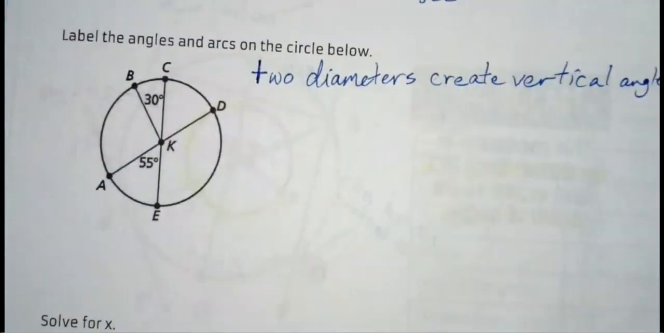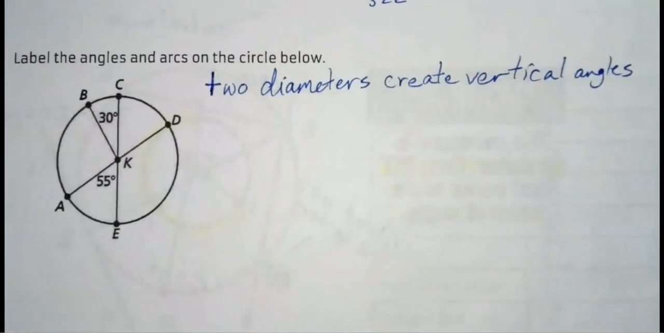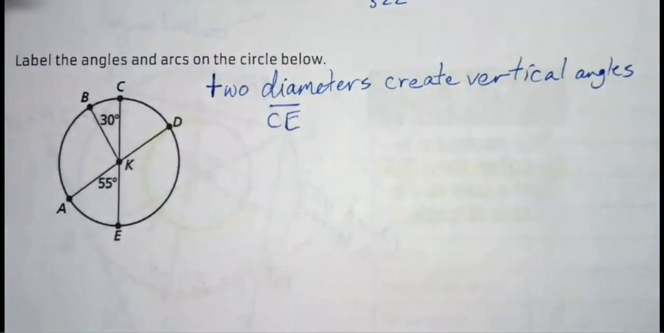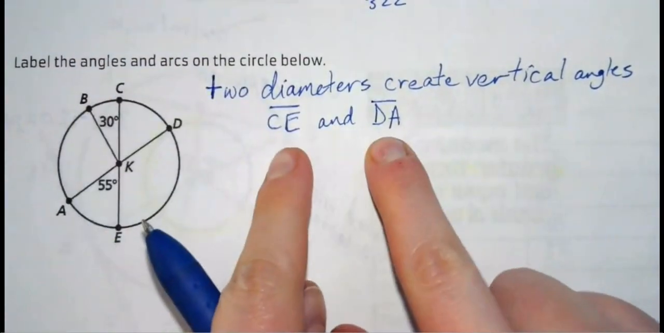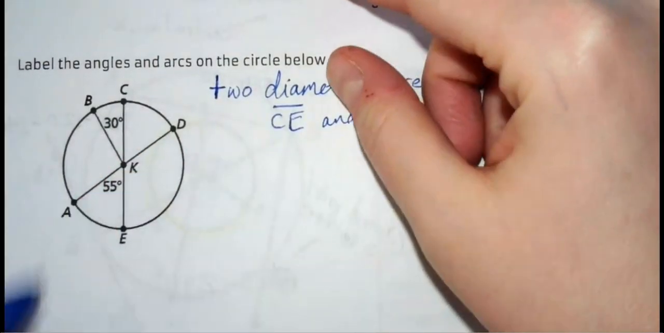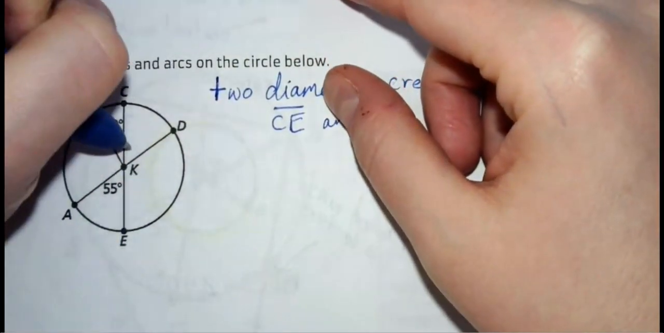And you guys probably thought we were done with vertical angles. We are not. They kind of just always appear. But I want you to find that there's two diameters here. So like one of them is CE and one of them is DA. All right, those are the two diameters. They intersect. So see how those like form an X? Like look at those diameters. See how they form an X? CE and DA. And those are going to create vertical angles.